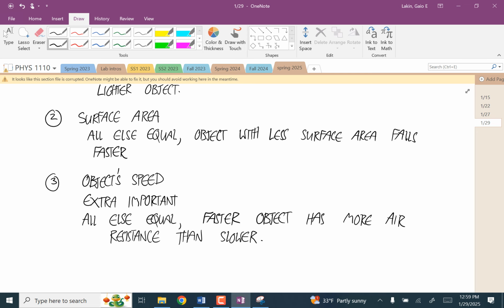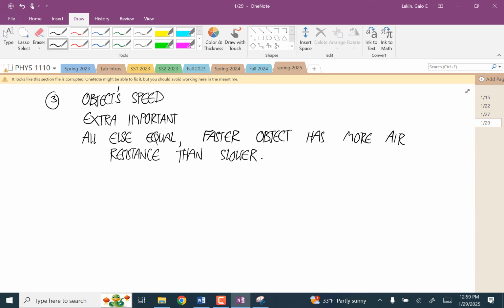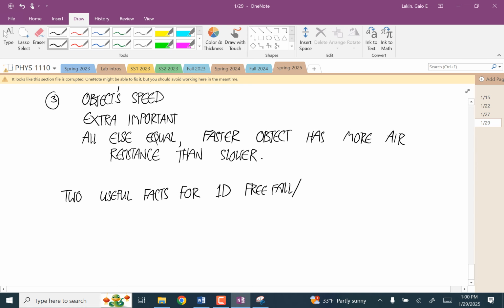Okay, so now we're going to start applying the constant acceleration equations to free fall and projectile motion. There are two facts that I want you to keep in mind that are going to come up in problems pretty often. So, two useful facts for 1D free fall and projectile motion problems.